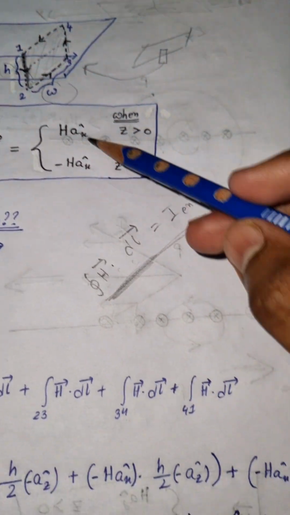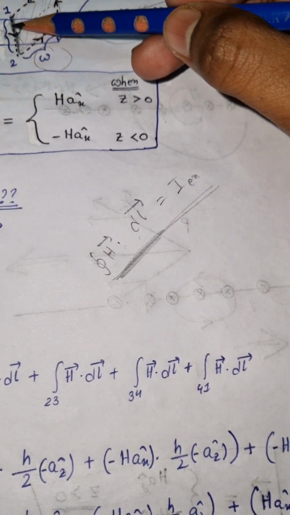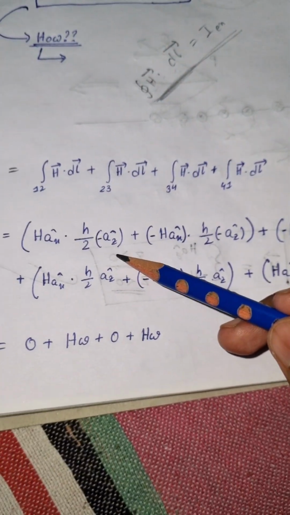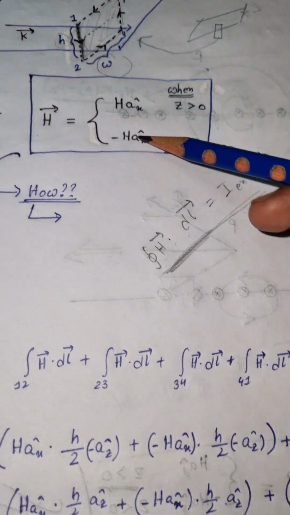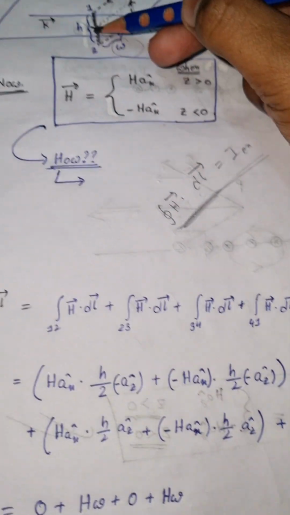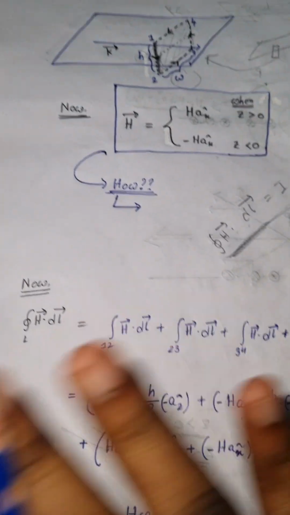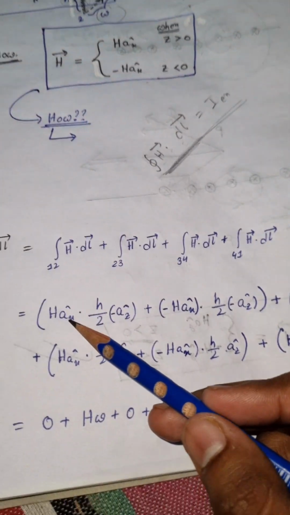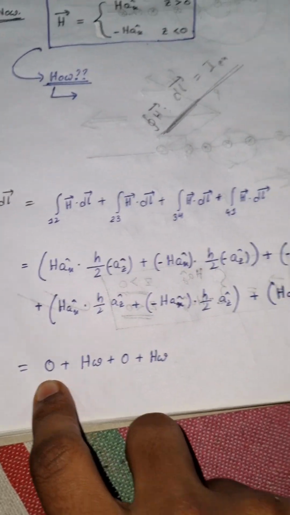So for this part it is positive ax cap dot product with h by 2 into minus az cap, and in the same way for this half it is minus ax cap multiplied with the remaining h by 2 into minus az cap, as this is negative directed. But it is of no use because we are dot producting x cap with z cap. So ultimately it will be 0 in the next line.